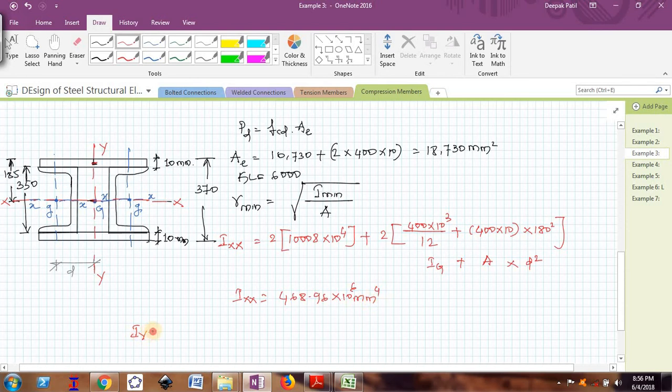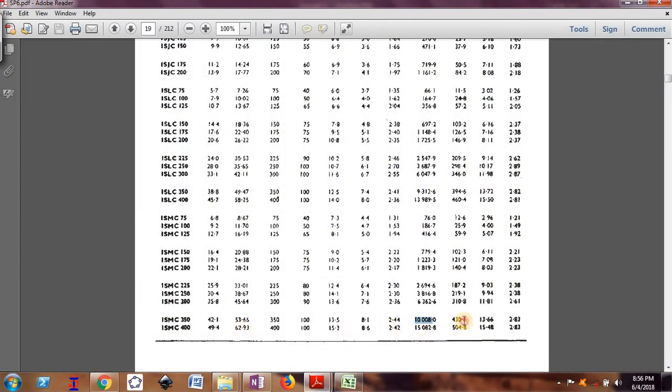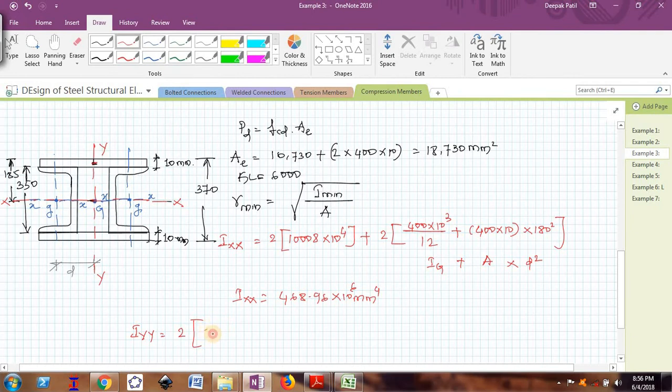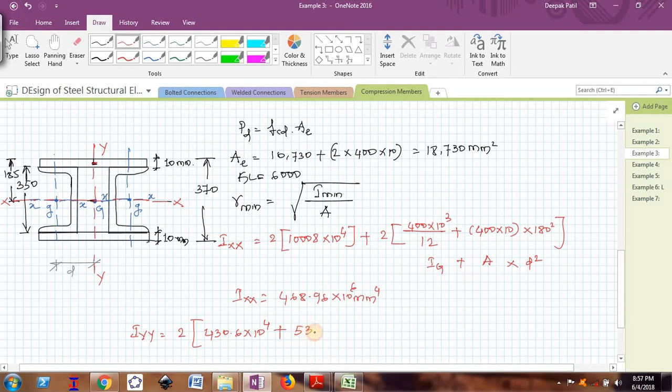Similarly, I will find IYY. It is 2 times IYY of a single channel. IYY of a single channel is 430.6 into 10 raised to 4, right? Now here plus, that is Ig plus AD square, where the area of one channel is 53.65, that is 5365, multiplied by d square.